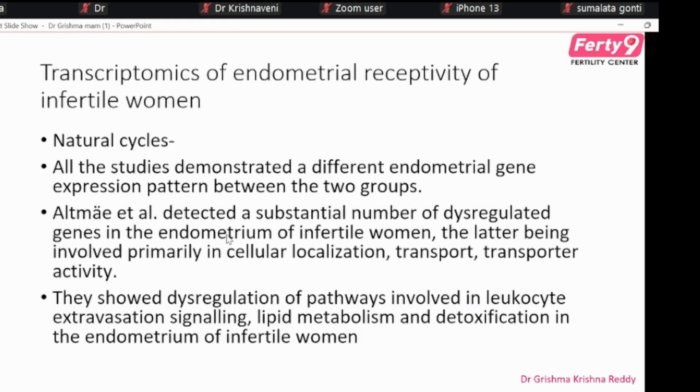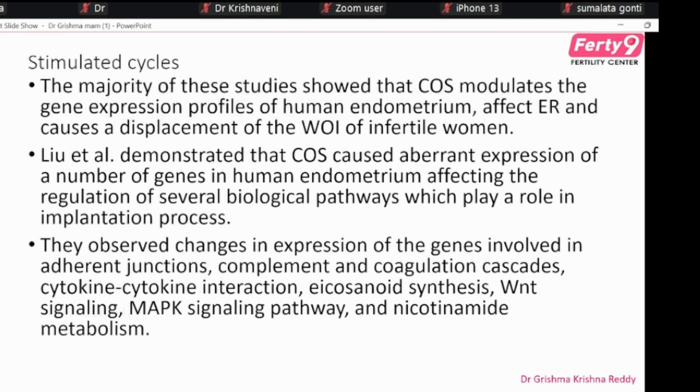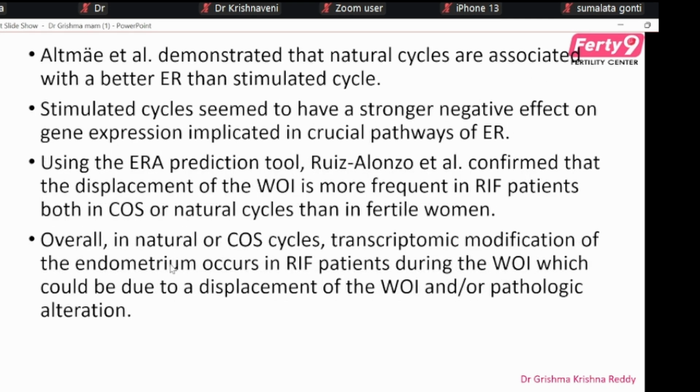In infertile women, they have detected a substantial number of dysregulated genes in the endometrium, which are involved in transport. They showed dysregulation of pathways in lipid metabolism, all these things they have showed. So they demonstrated that natural cycles are associated with a better endometrial receptivity than stimulated cycles. Stimulated cycles seem to have a stronger negative effect on gene expression implicated in crucial pathways of receptivity.